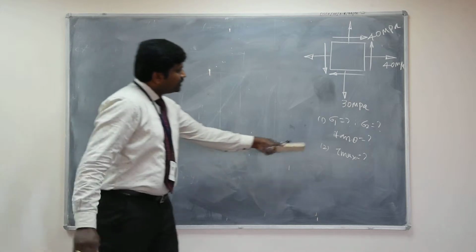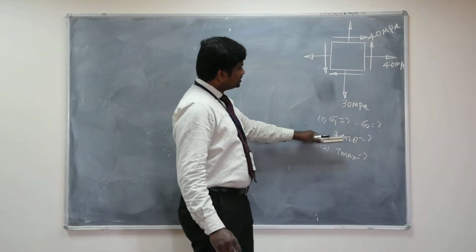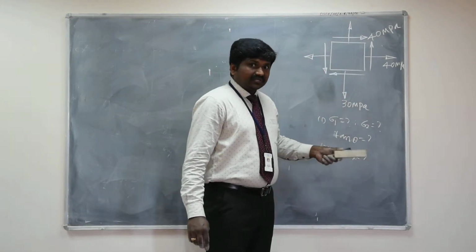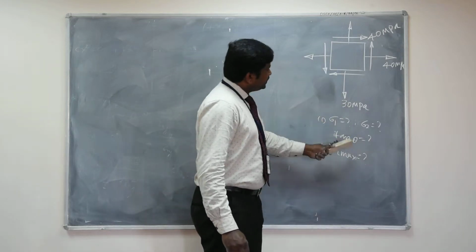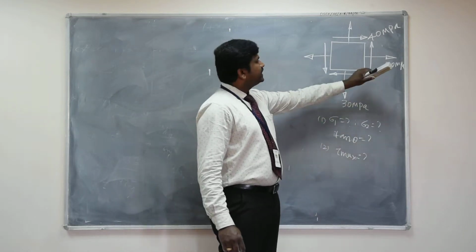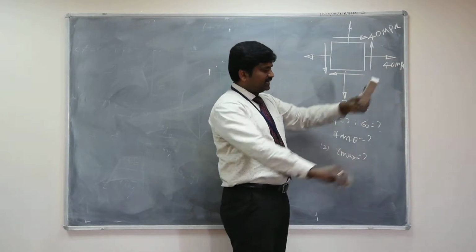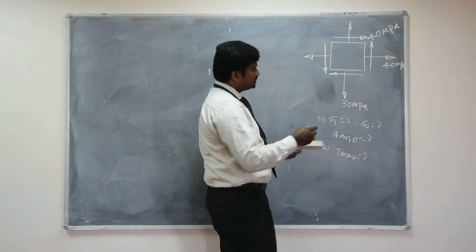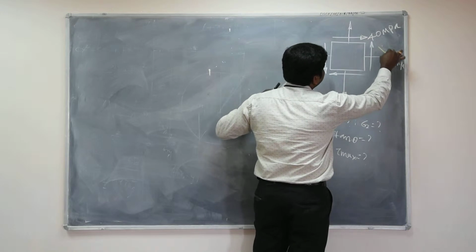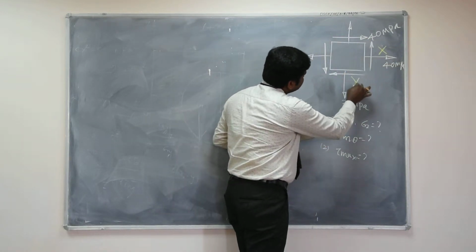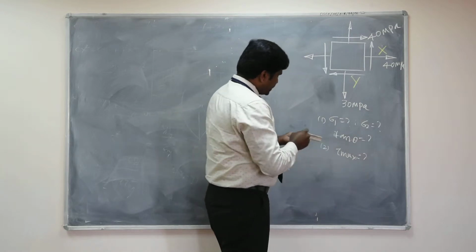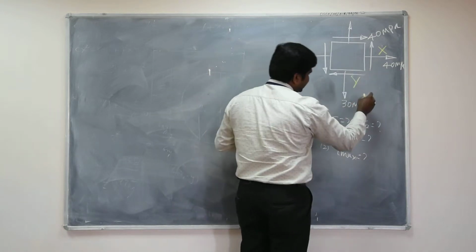Now for this problem, how do we solve? We are solving this problem by a graphical method, which means the Mohr circle diagram method. To solve it by the Mohr circle diagram, you need to identify the coordinates of the Mohr circle. As already discussed in the previous lecture, this face is considered as the x face and this face is considered as the y face. So your aim is to just write the coordinates of the x face.